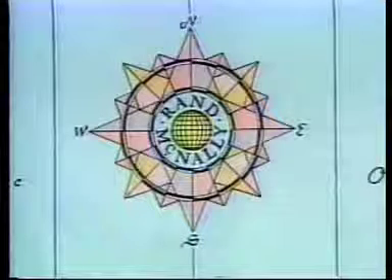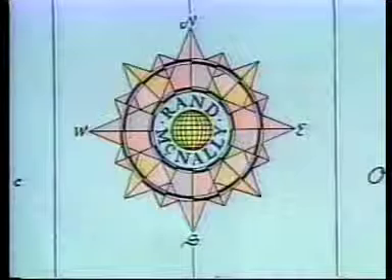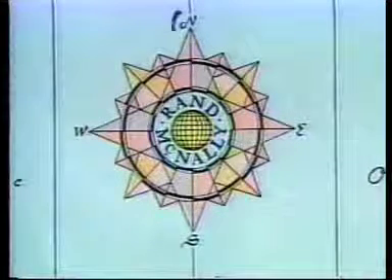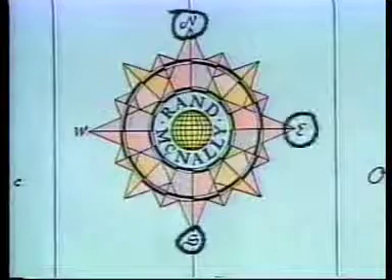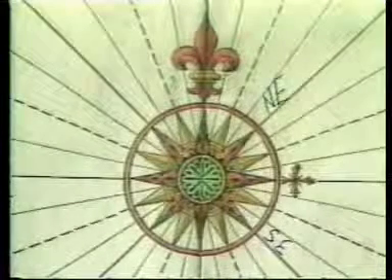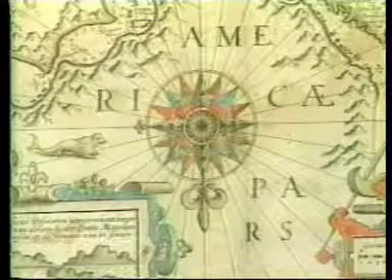Other maps have a more elaborate configuration called a compass rose. A compass rose usually shows the cardinal directions of north, south, east, and west. A compass rose can also show the intermediate directions of northeast, southeast, southwest, and northwest. Early cartographers drew very elaborate and artistic compass roses on their maps.